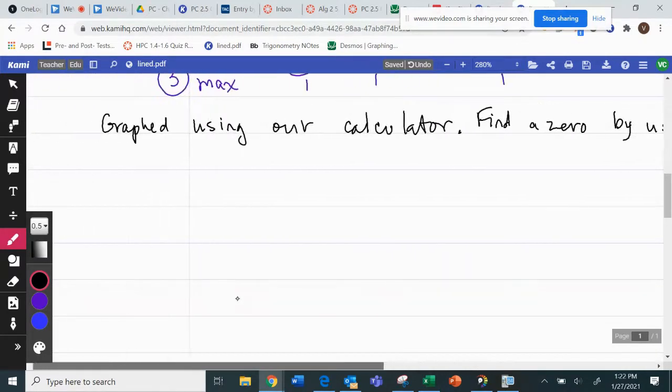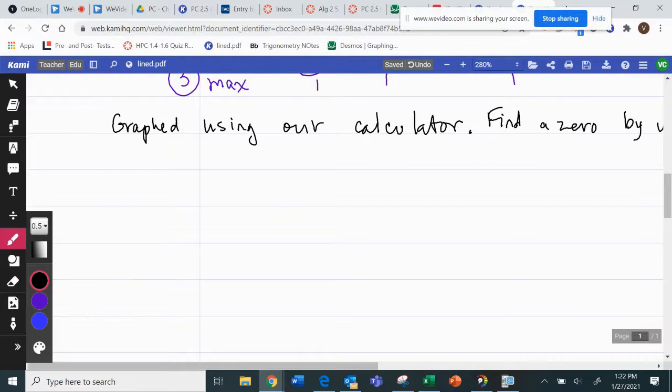If you're having any trouble with your calculator, should you just wait till I'm done 10 minutes later and then ask? No. You should say, hey, I'm having trouble with my calculator. Can you take a look at it?